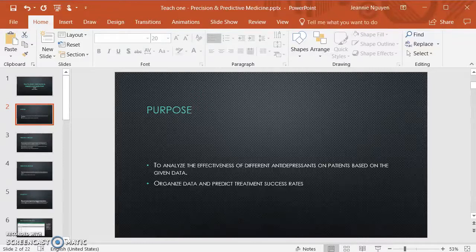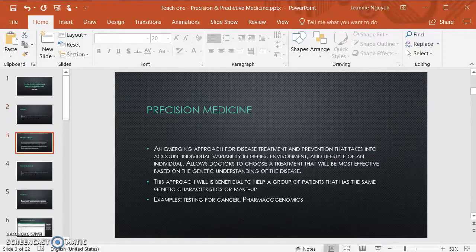Our purpose today is to analyze the effectiveness of different antidepressants on patients based on the given data. Let's first go over what precision and predictive medicine is.